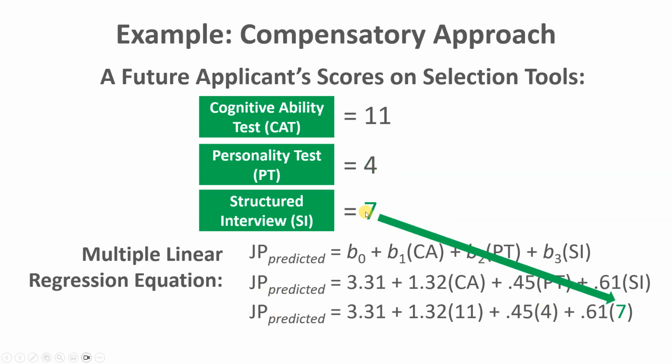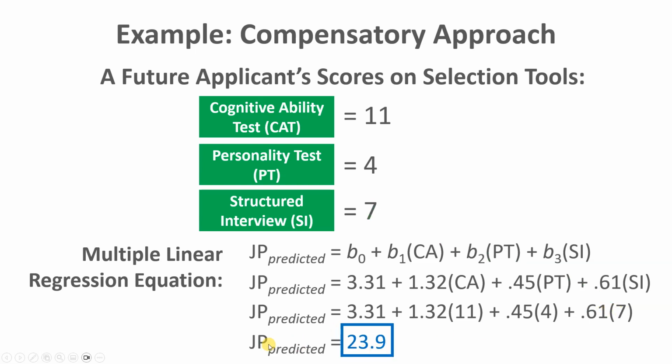And then lastly, we plug a score of 7 for the structured interview into our equation here. And here 0.61 represents the association or relationship between the structured interview selection tool and our job performance criterion variable. Now when we put these all together, we can do some simple math here, and we can calculate that our job performance predicted, or in other words, our predicted criterion score for this particular applicant who had scores of 11, 4, and 7 on the cognitive ability test, personality test, and structured interview, respectively, their predicted job performance is 23.9.